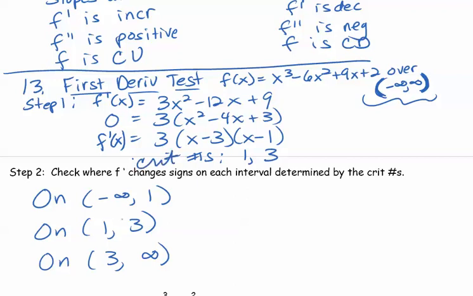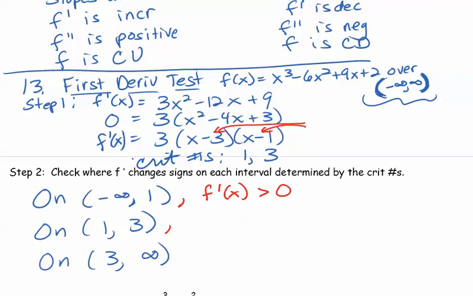So if you think about testing a number that is smaller than 1, can you see that both of our factors, think for example of negative 10, both of our parentheses would be negative, so we would have the product of two negatives. So we know that on this interval, f prime of x will be greater than 0.